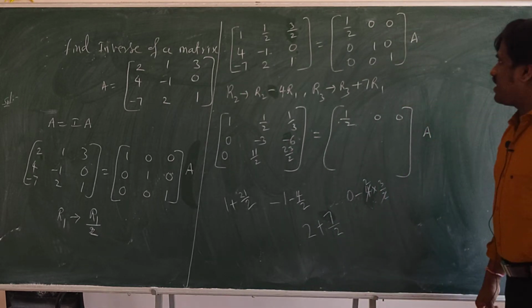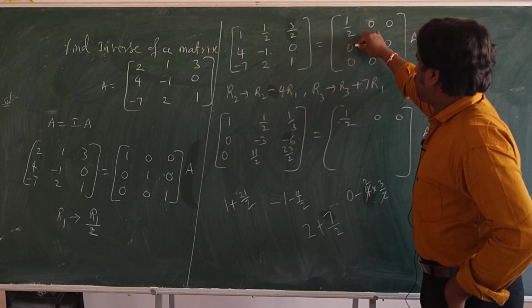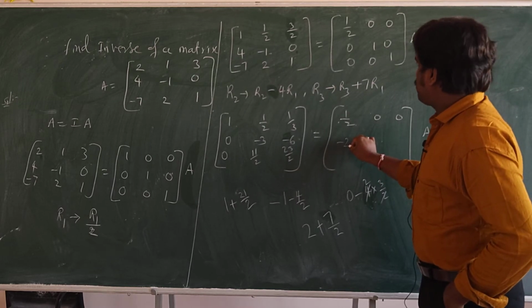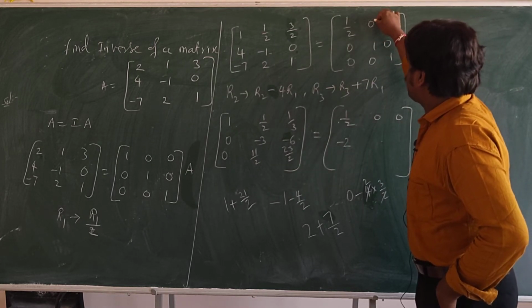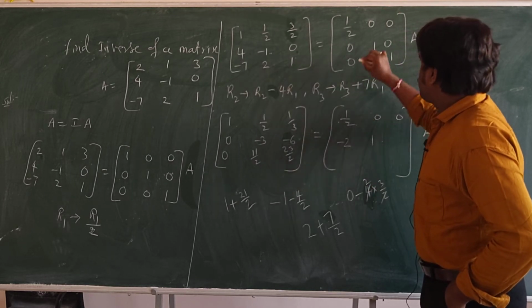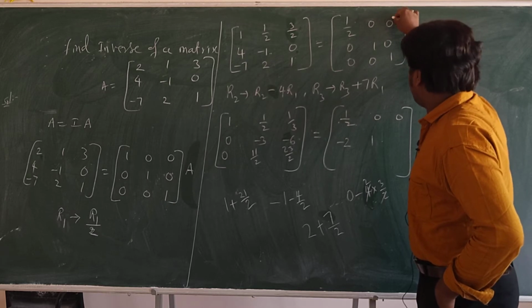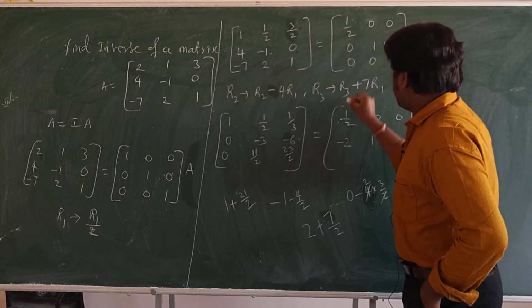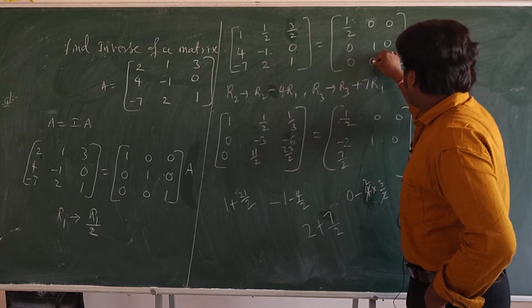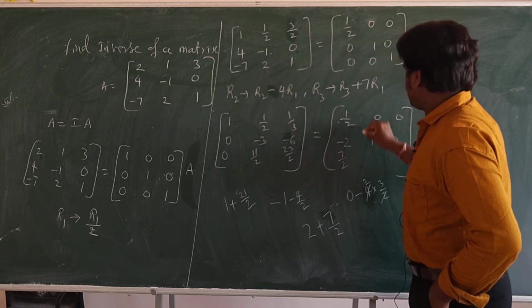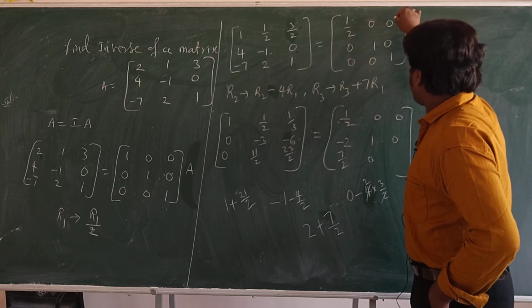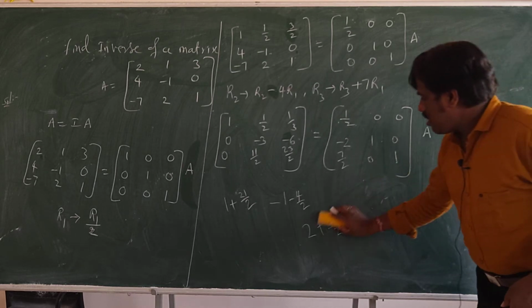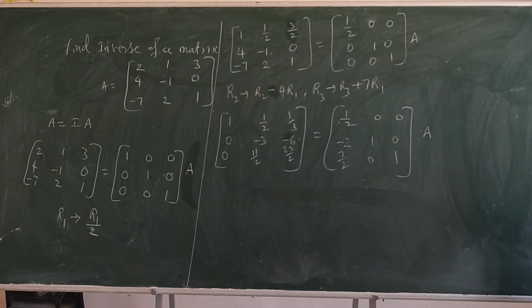Now here also the same thing. 0 minus 4 by 2, minus 2. 1 minus 0, 1. 0 minus 0, 0. 0 plus 7 by 2, 7 by 2. 0 plus 7 into 0, 0. 1 plus 0, 1. Right? Correct? Understood? Okay.